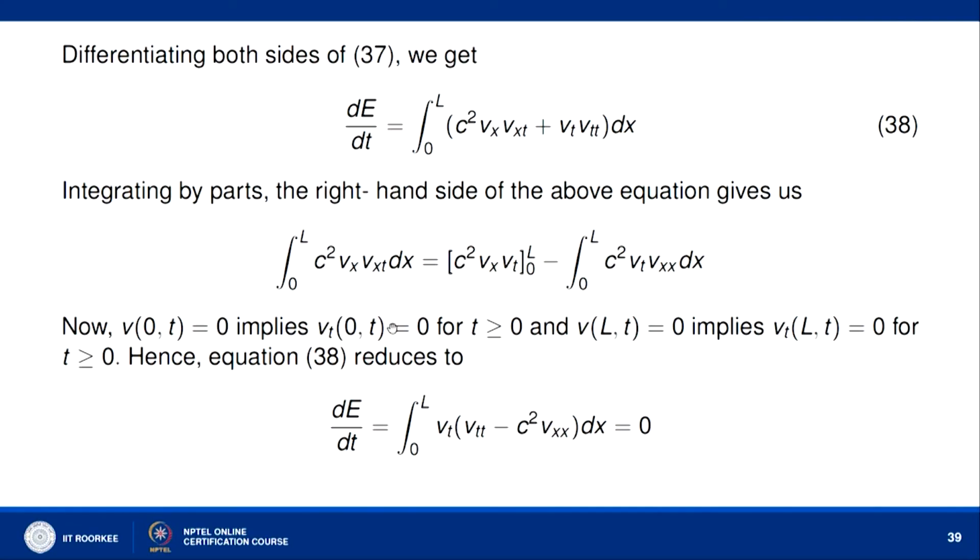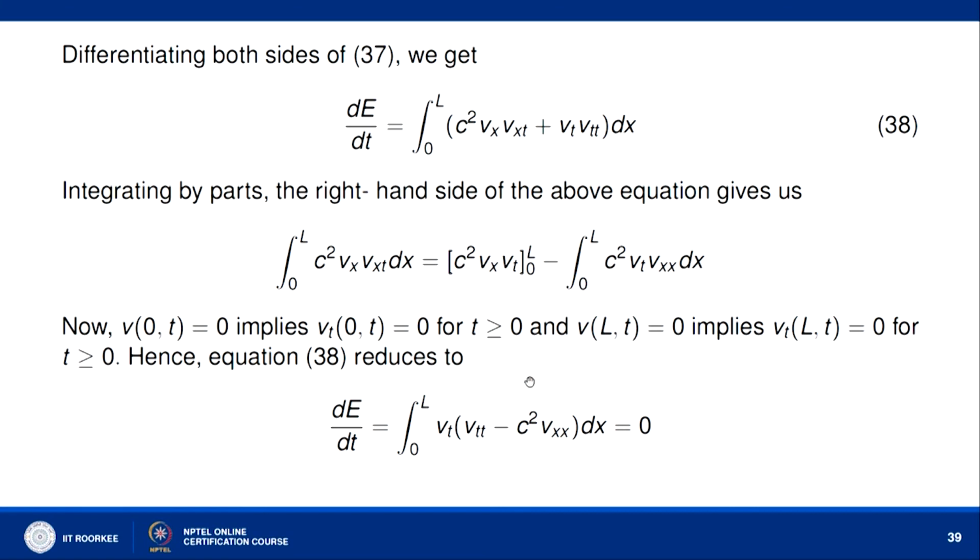So, here v_t(0,t) is 0, and since v(L,t) is equal to 0, in the same manner we can say v_t(L,t) is also 0. So, it means that this boundary term is gone, is it okay? So, our equation number 38 is reduced to dE/dt equal to the integral from 0 to L. In place of the boundary term we are writing here minus the integral from 0 to L of c squared v_t v_xx.